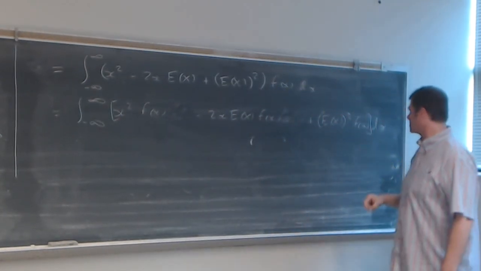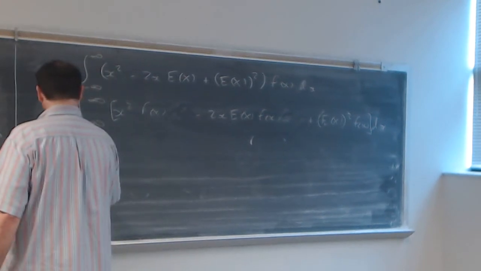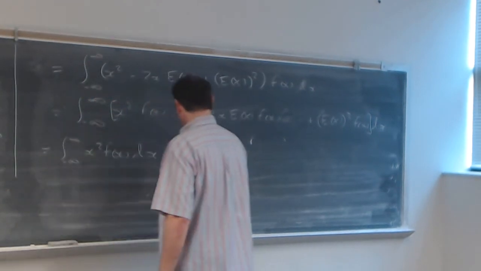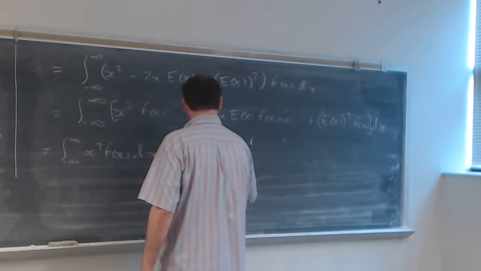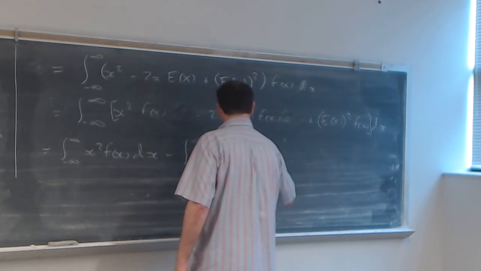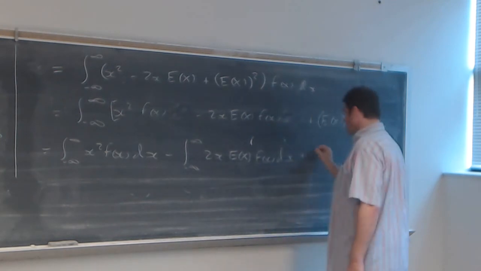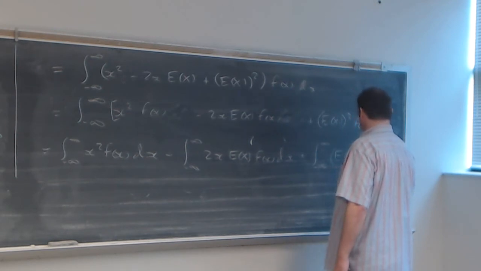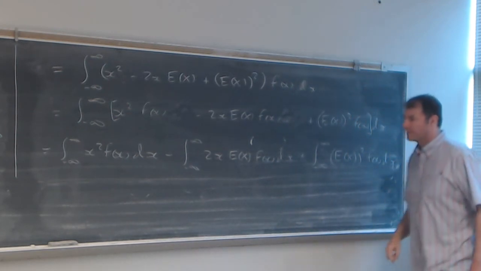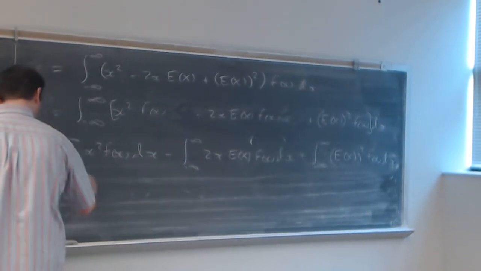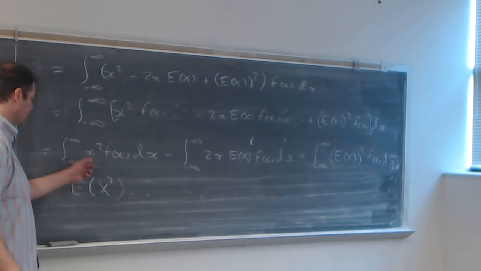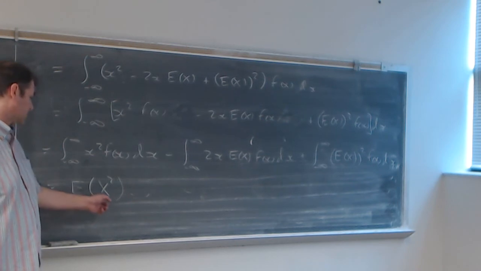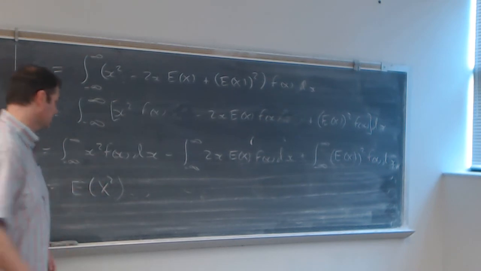Okay, now I can break this up into three integrals. So here's the integral from minus infinity to infinity of X squared f of X dx, minus the integral from minus infinity to infinity of 2X times the expected value of X times f of X dx, plus the integral from minus infinity to infinity of the expected value of X, squared, times f of X dx. Well, this is nothing more than the expected value of X squared. And the way I'm getting this is I'm just remembering what the definition of the expected value of g of X is. So here my g of X is nothing more than X squared, it's exactly this.